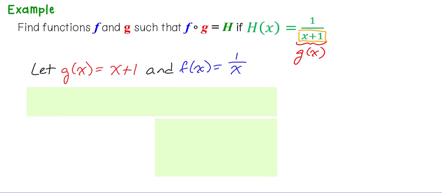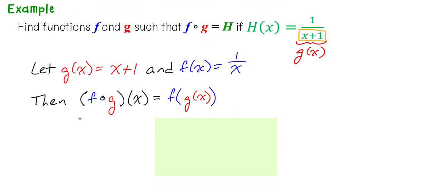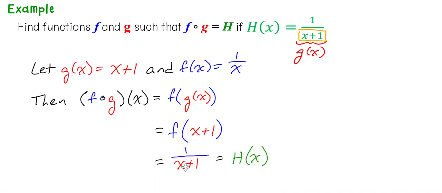And to verify that this truly works, we're going to place it into f composed with g of x equals f of g of x. So that means we're now going to be solving for f of x plus 1. Put that in our equation, and you will notice that our h of x matches. So the pieces that we used to make up the composite function h of x are correct.